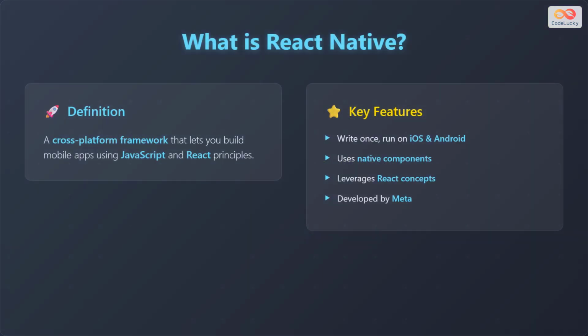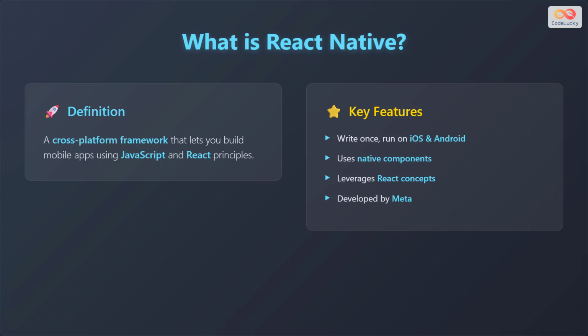React Native is a cross-platform framework that allows you to build mobile applications using JavaScript and React principles. It enables you to write code once and deploy it on both iOS and Android platforms, saving time and resources.